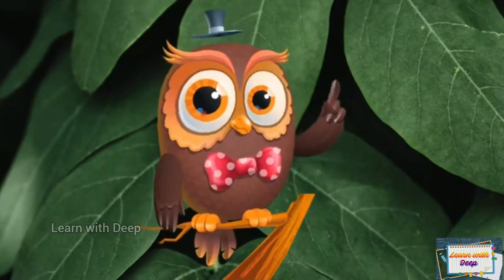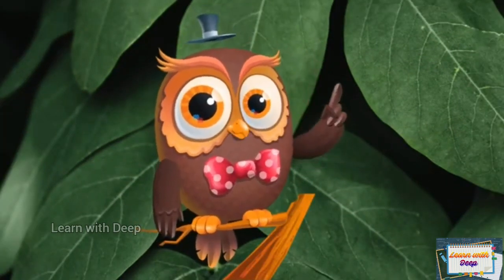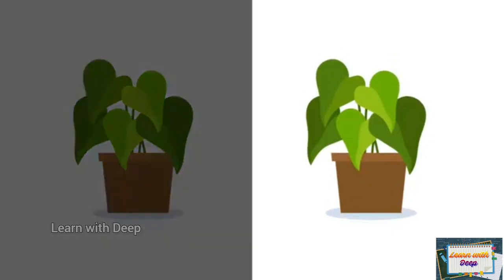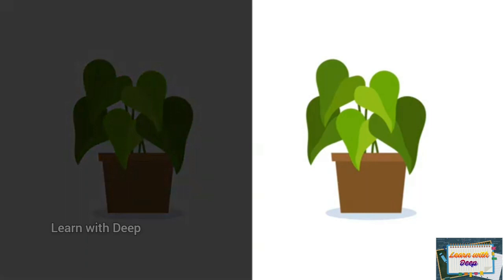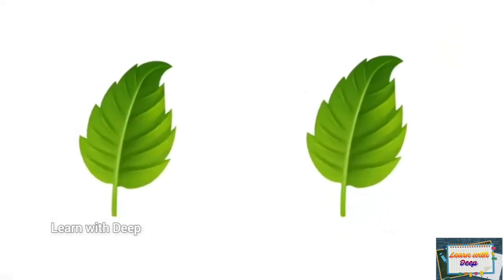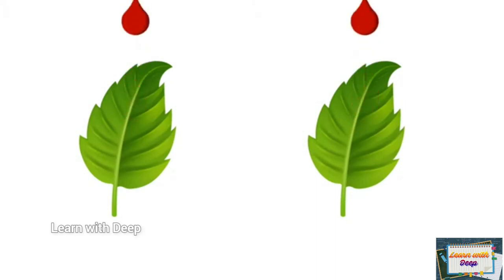How will you test the presence of starch in leaves? Take two identical healthy potted plants. Take one of the plants and keep in dark for a few hours so that all the starch of the plant is used up, and place the other plant in sunlight. Take one leaf from each plant and add iodine solution to the leaves.